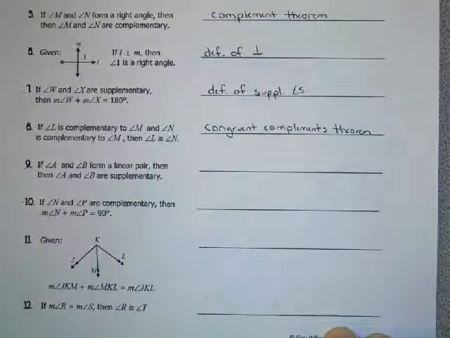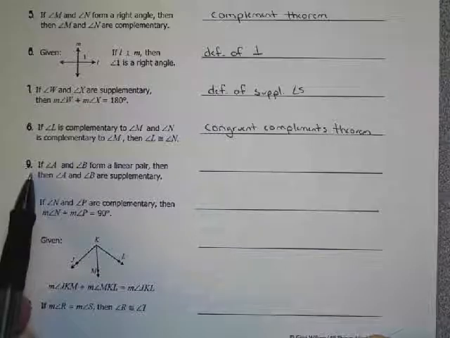Number 9, if angle A and angle B form a linear pair, then angle A and angle B are supplementary. That's the supplement theorem.